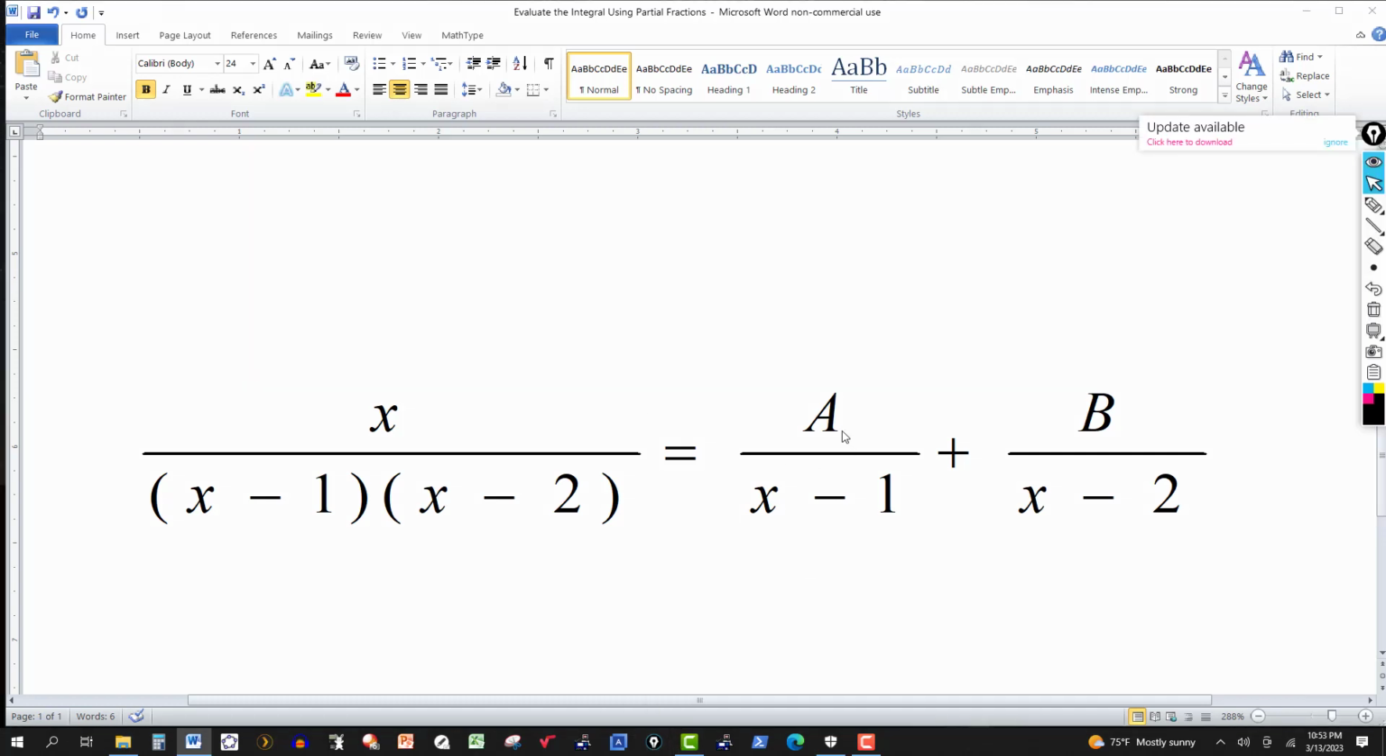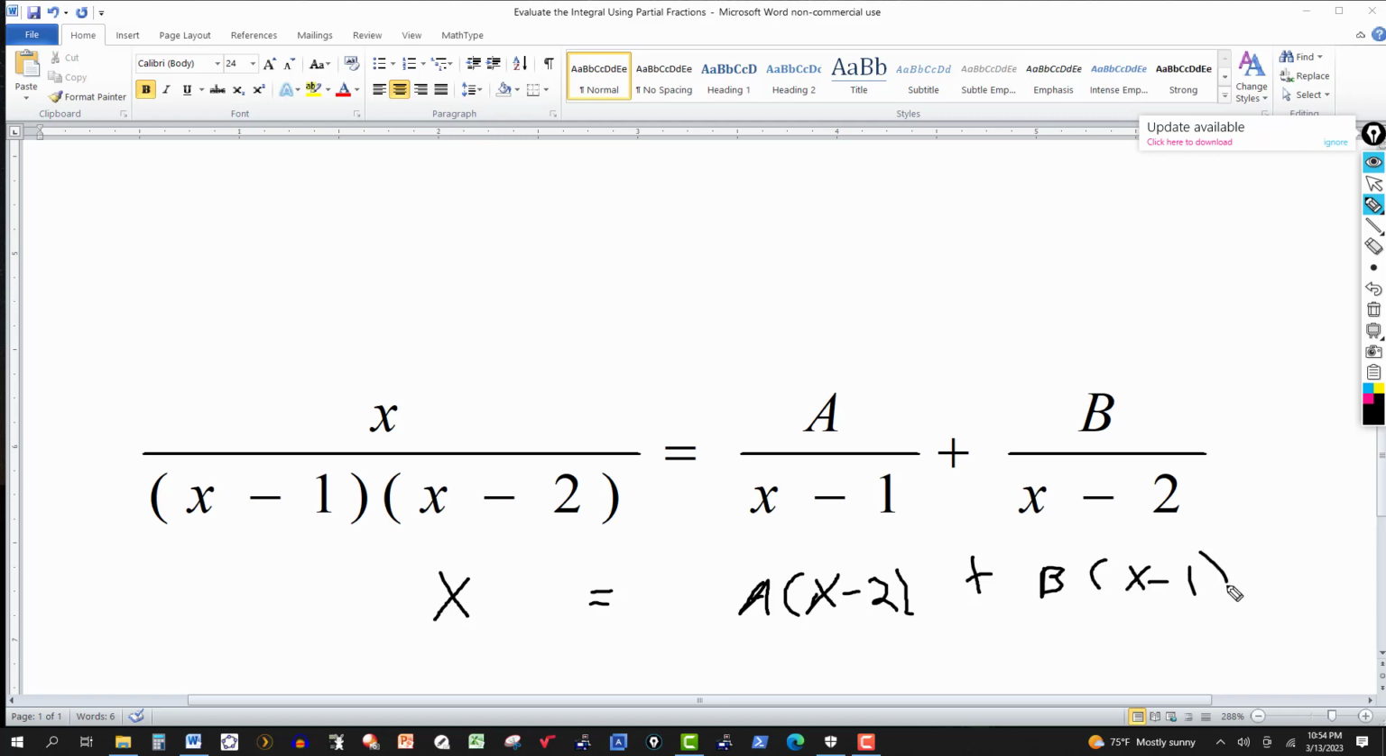So all we have to do is find the values of a and b, so that when you add this up, it'll give us the original expression. So what we're going to do is multiply both sides by x minus 1 and x minus 2. Multiplying both sides of this equation, which is going to be an identity, we get x on this side by itself. And in this case, the x minus 1 will cancel here, so that'll give me a times x minus 2. And then on the second rational expression, the x minus 2 cancels, and you get b times x minus 1.